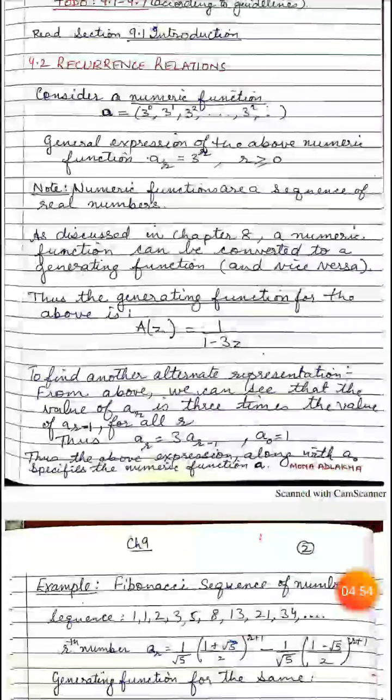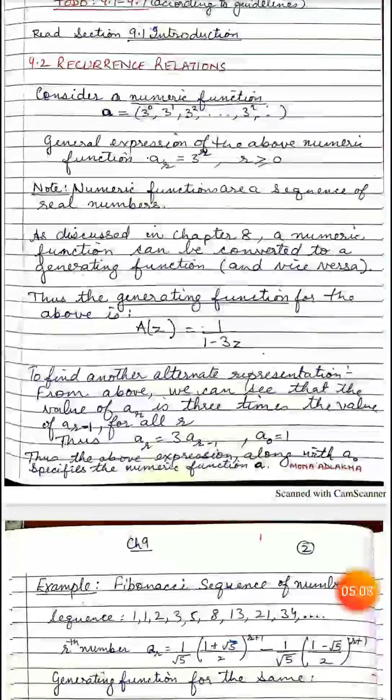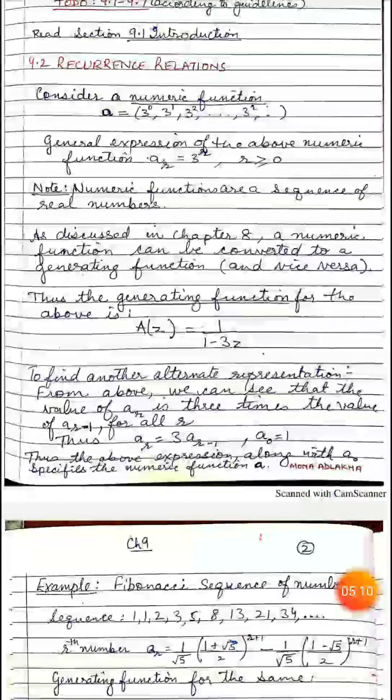Like here, the first term is 3 to the power of 0. Unless you know what the first term is, you will not be able to generate the second, and hence the third, and so on. So the expression along with a0 specifies your numeric function a, which we have been talking about.